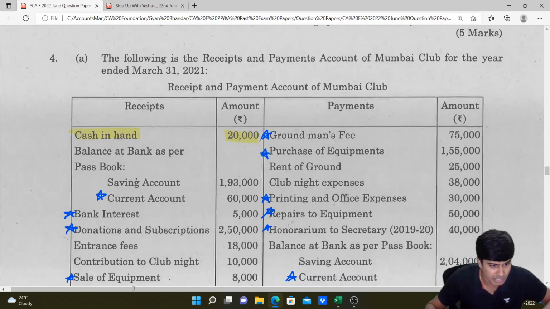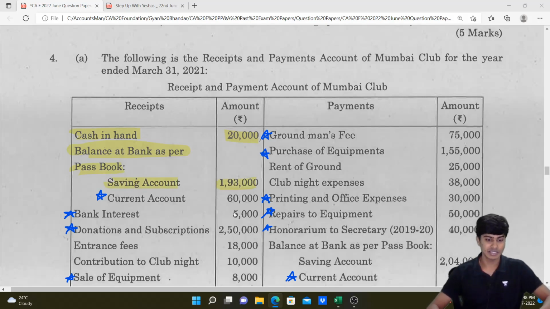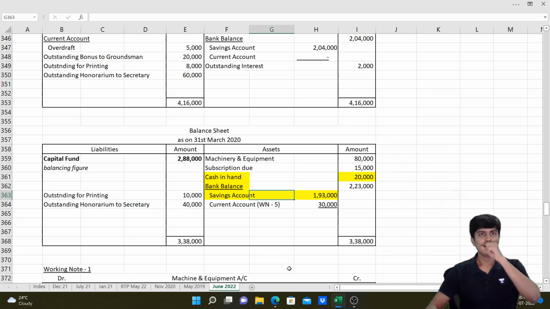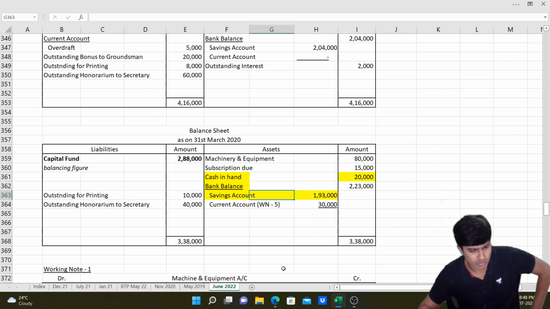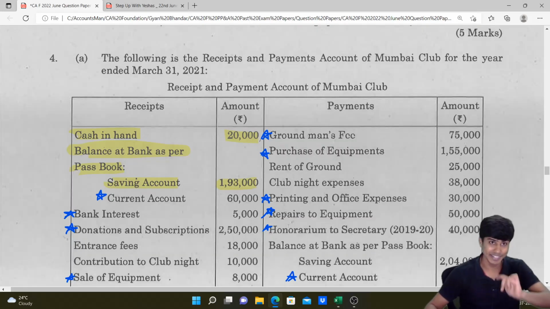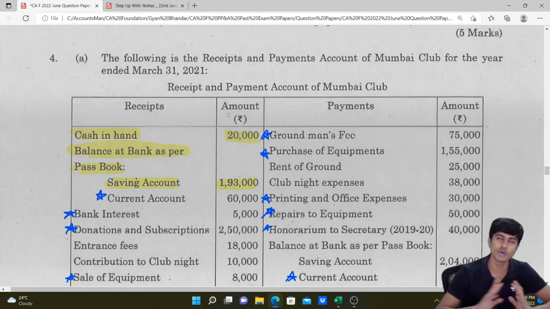Done. So then what do we have? After that we have bank balance. Balance at bank as per passbook, savings account, 1,93,000. Closing has to be adjusted. So let us write that. Bank balance, savings account, 1,93,000. We would have to figure out our closing balance. That we'll do in working note number 5. I've already done it in detail. This Excel sheet is prepared so much in detail, guys. No doubts you will get when you see the sheet. Everything will be very clear.